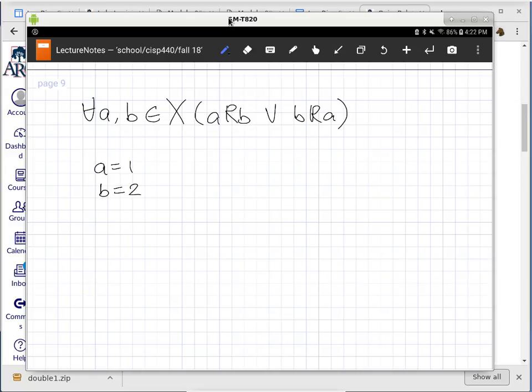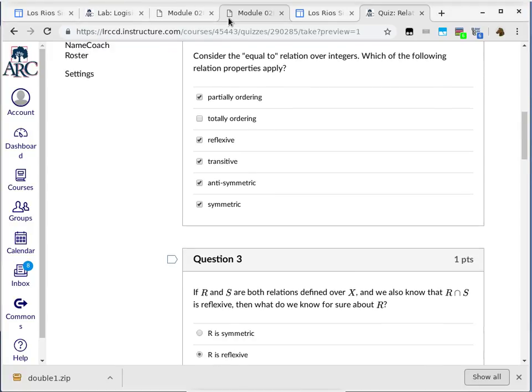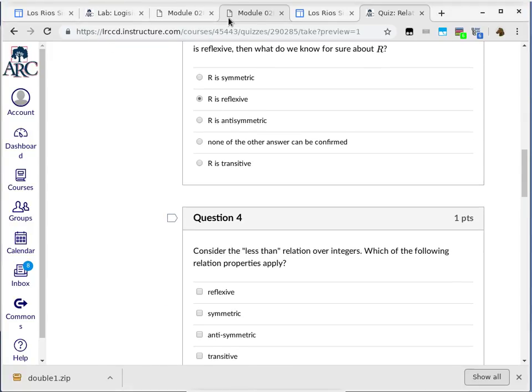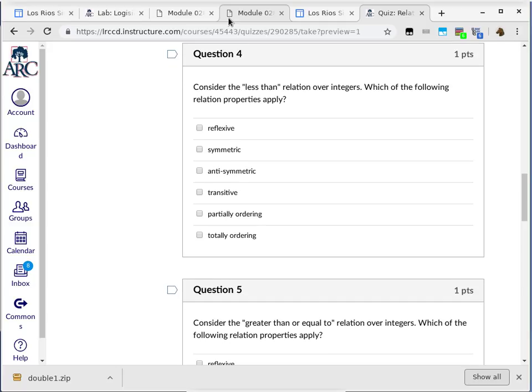Any other questions? No other questions? Okay, so we're going to move on. Question number 3 is done. Let's look at question number 4.